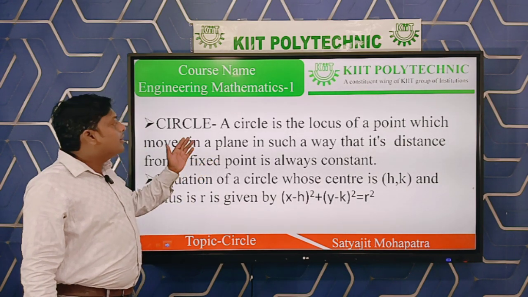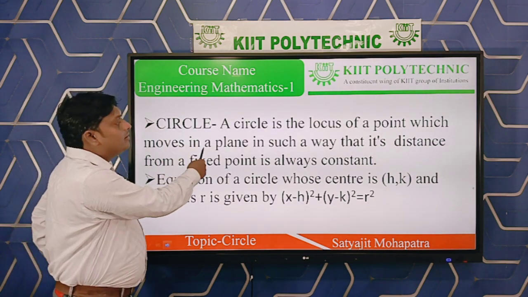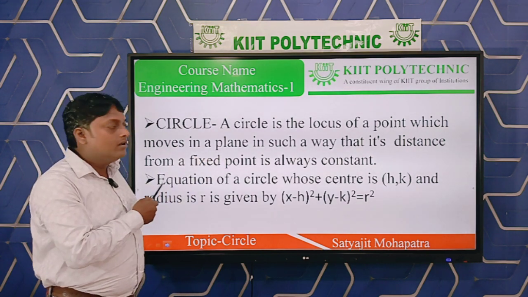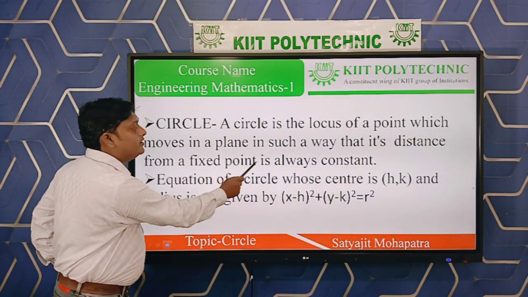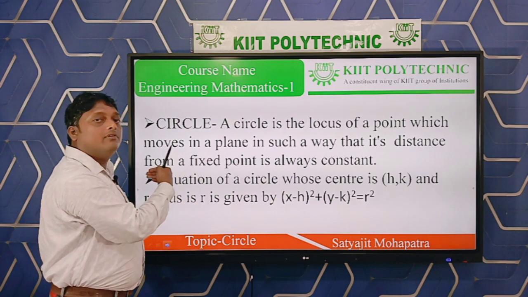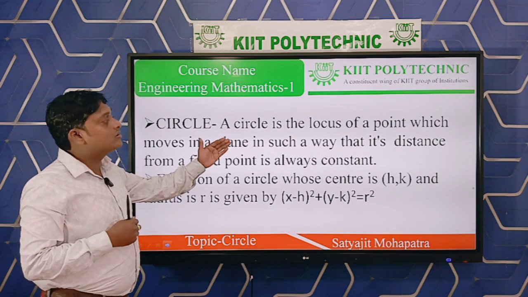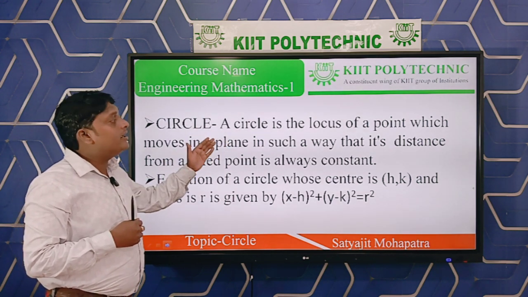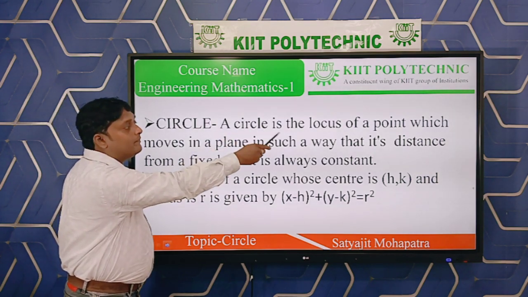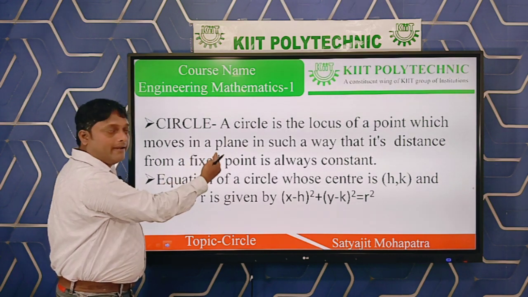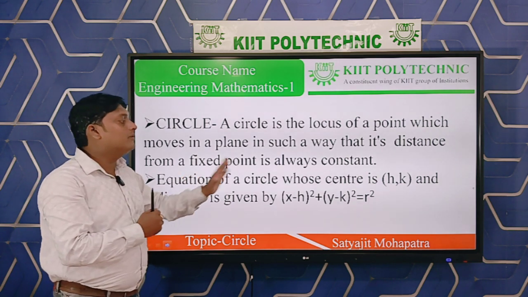First of all, you have to know what is a circle and how we can define that circle. A circle is the locus of a point which moves in a plane in such a way that its distance from a fixed point is always constant. All of you know what is locus. Locus means the collection of all the points. Here the circle is the locus, or the collection of all the points which move in a plane in such a way that the distance of all those points from a fixed point is always constant.